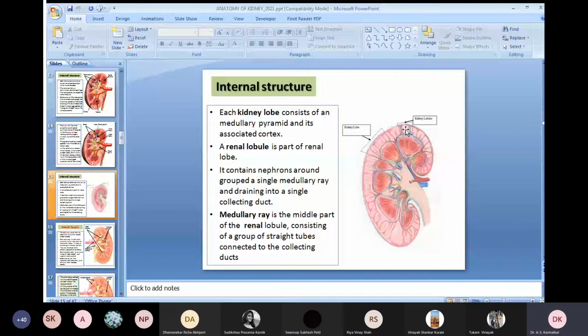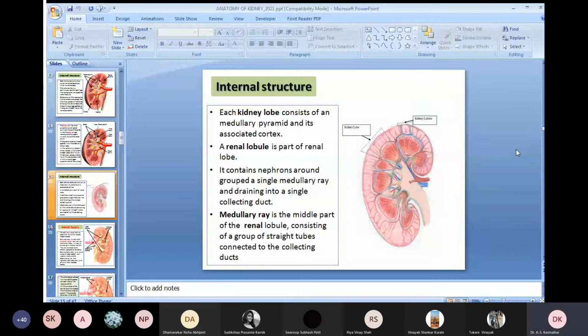There is a medullary part in the middle of the renal lobule, consisting of a group of straight tubules connecting to the collecting ducts. What that means, we'll see in the next diagram, which will give us a clear-cut idea. So remember, what is the kidney lobe? It is nothing but the pyramid along with the associated cortex. What is the renal lobule, or kidney lobule? Centrally it is occupied by the medullary rays, and on both sides it is limited by the renal vessels. That much we have to remember.